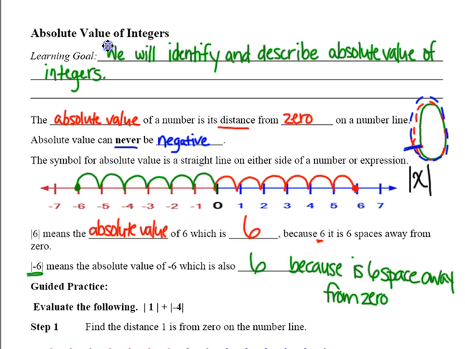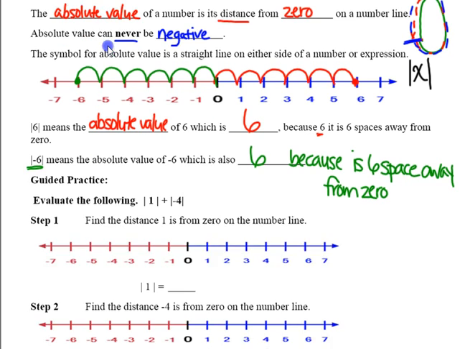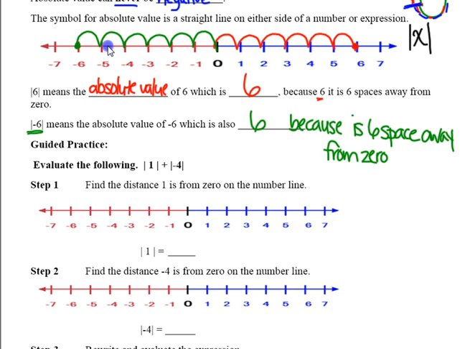Let's take a look at another example together. We're going to take a look at guided practice. This time we're asked to evaluate the following. And we know that the word evaluate means the same thing as solve. So we're going to solve the following problem. If we look, it's asking the absolute value of 1 plus the absolute value of negative 4.